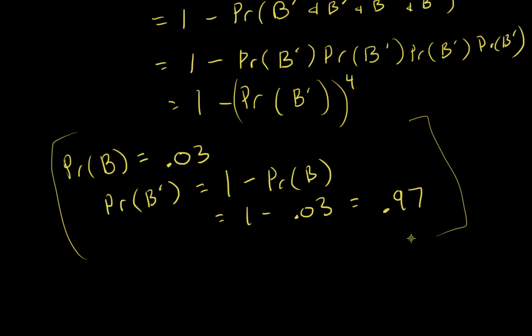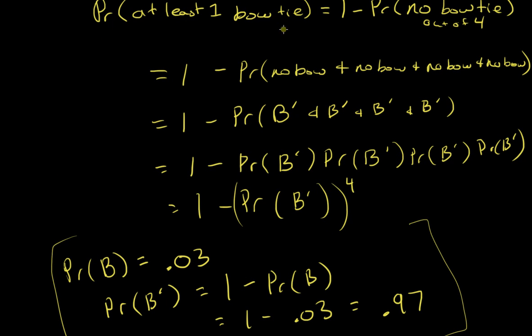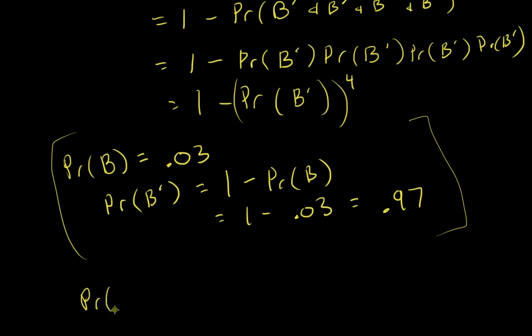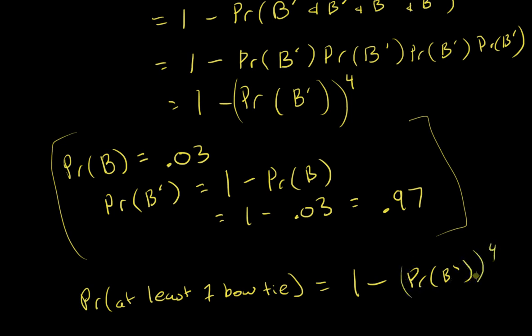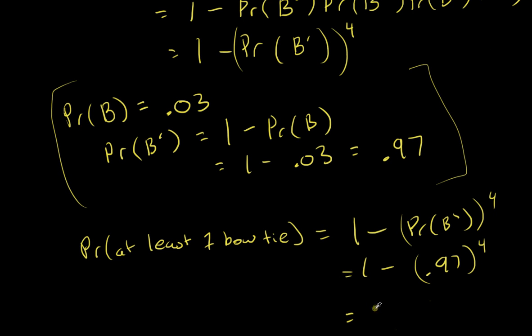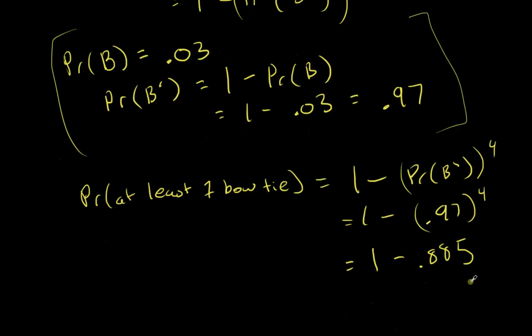So then our probability of at least one bow tie, right? We've already determined it's 1 minus the probability of not getting a bow tie to the 4th power, which is 1 minus 0.97 to the 4th power, which is 1 minus 0.885, which equals 0.115, or 11.5%.